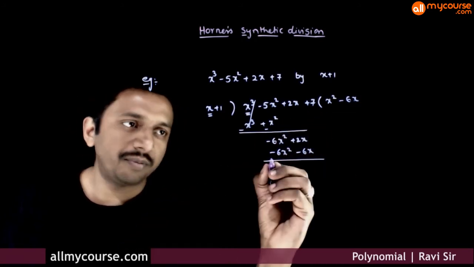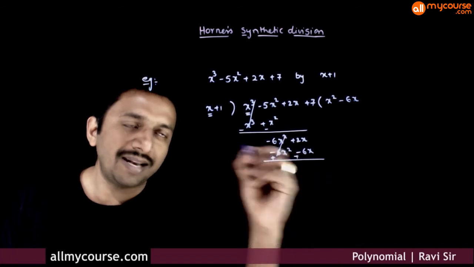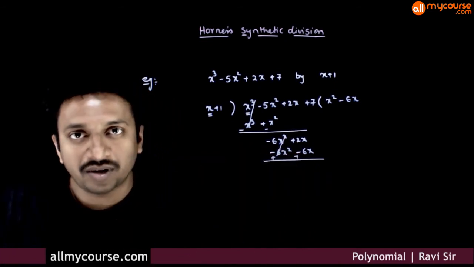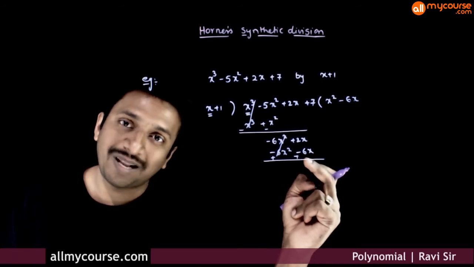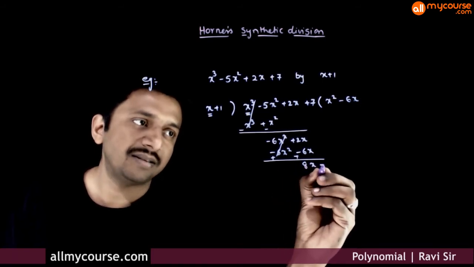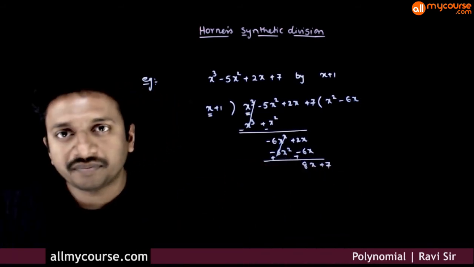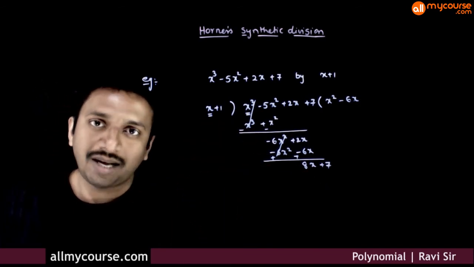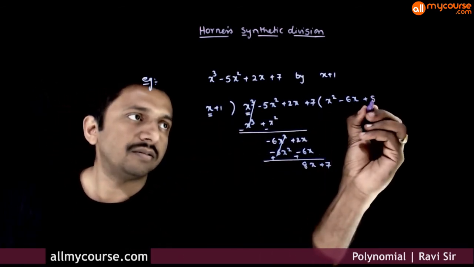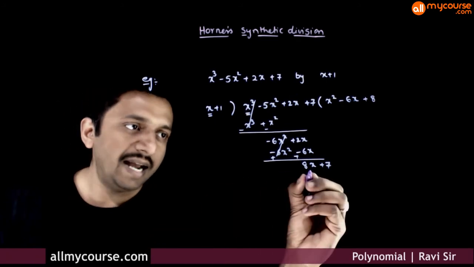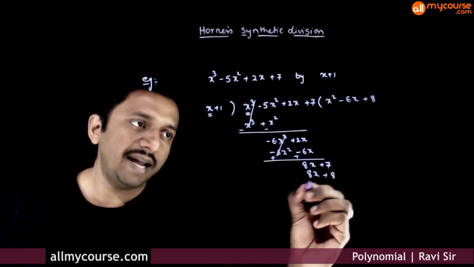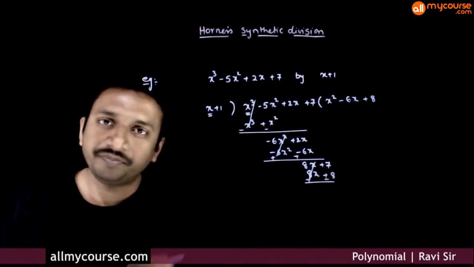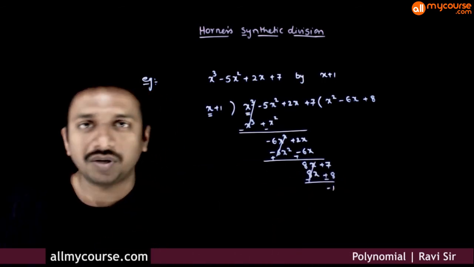So you subtract one from the other. Minus 6x square and plus 6x square will get cancelled. So plus 2x minus of minus 6x is plus 6x. So you have 8x plus 7. Now x into what is 8x? 8 is 8x. 1 into 8 is 8. So if you subtract these two, you get minus 1.